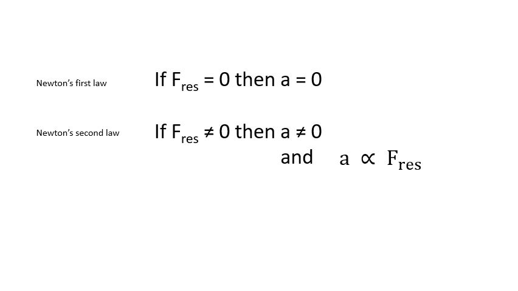Now, basically, Newton's second law says that if F res is not equal to 0, then A is not equal to 0, and that the acceleration is proportional to F res. The acceleration is proportional to the resultant force. We won't really say exactly what he said until we've done momentum, but this will do for now.